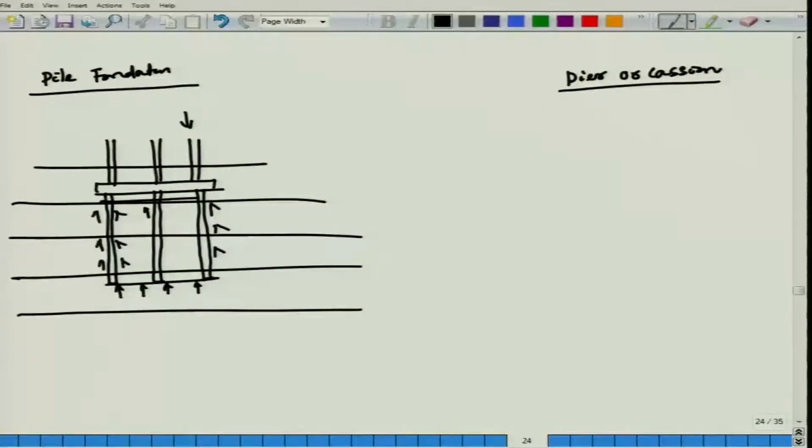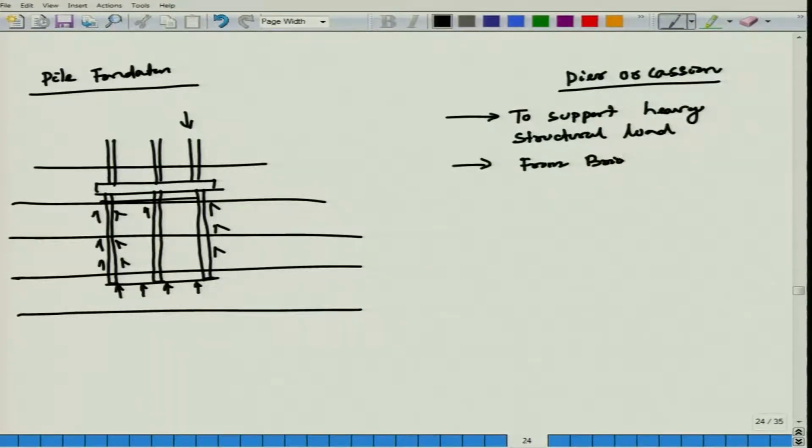Then piers and caissons, particularly it is used to support heavy structural load, like from bridge or maybe railway bridge.